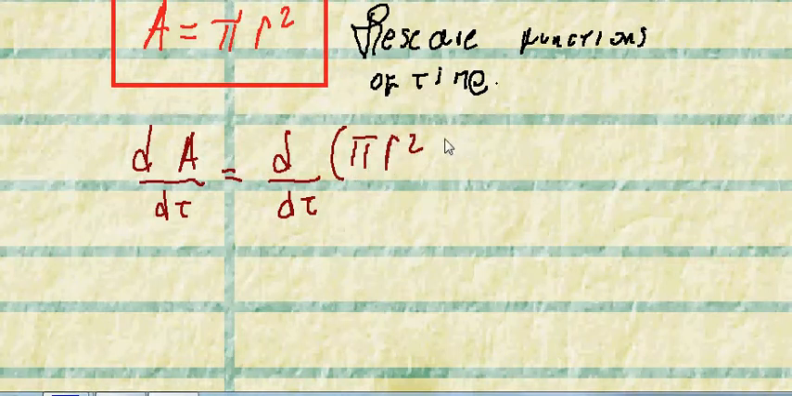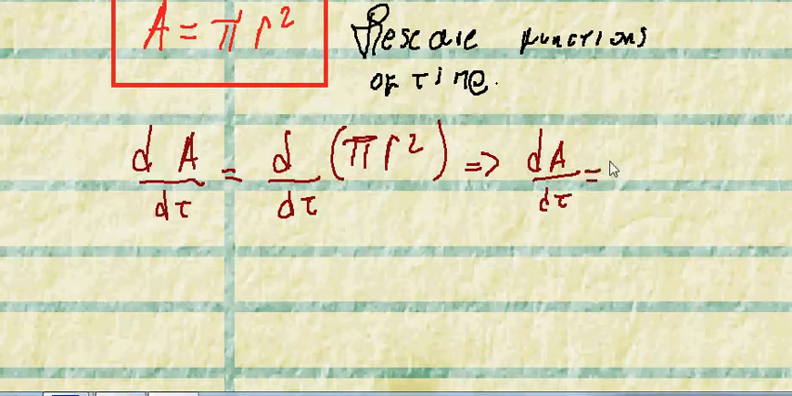So we go dA/dt is equal to d/dt of this expression over here. Now we know that differentiation is a linear operator that moves past multiplication by constants, like pi. This is pi here, right? So this implies that dA/dt, the derivative of A in respect to time, is going to be equal to pi d(r squared)/dt. Here we are, but we have to take the derivative of r squared with respect to time.